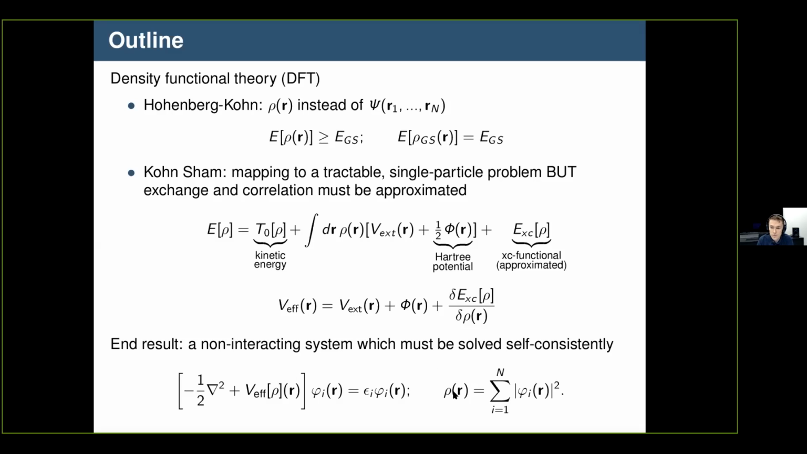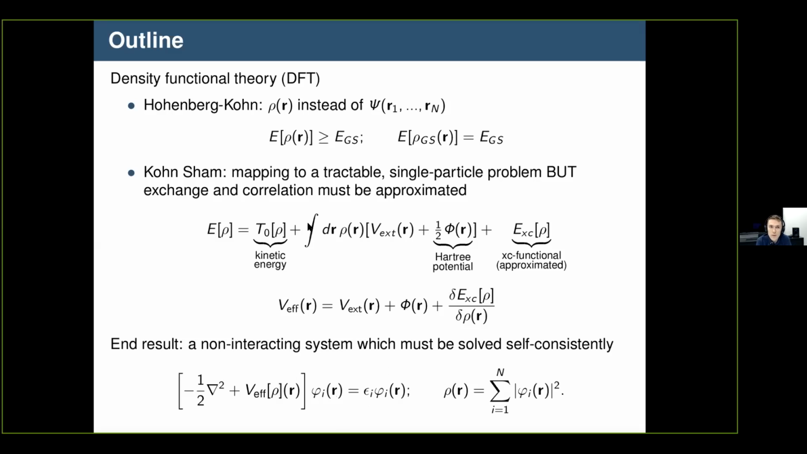And so what we've got is a system of equations whereby if you've got a guess for the electronic density, you substitute that in here and you generate some sort of effective potential. Then you solve this system of non-interacting electrons, you get these eigenstates, and you can plug those in and calculate the electronic density, and so on. And so you can loop through this into self-consistency.